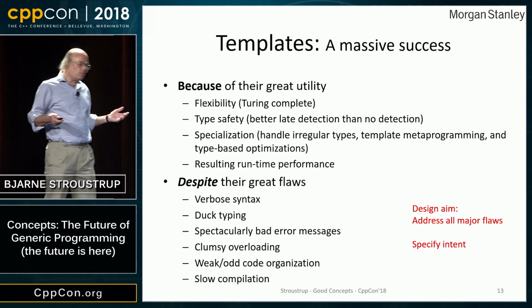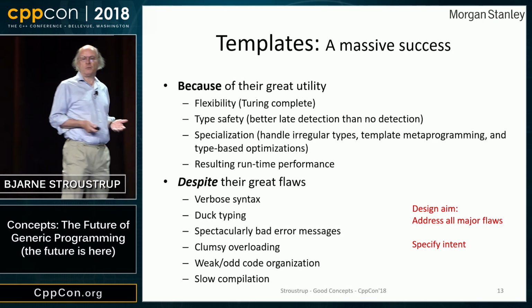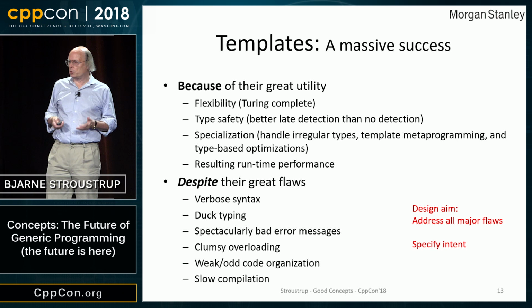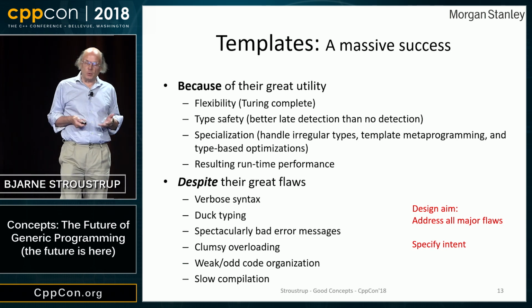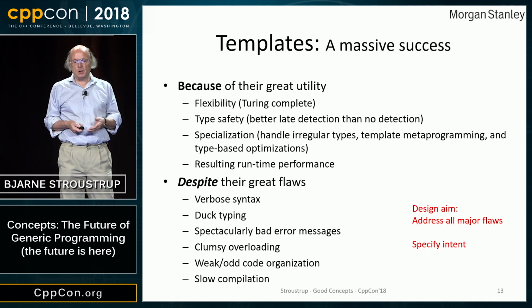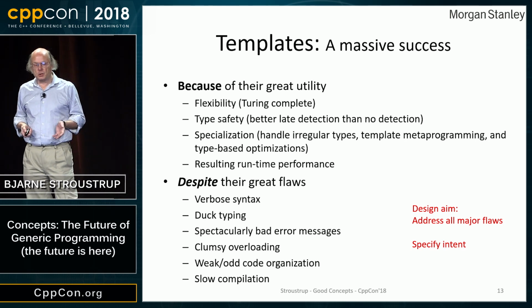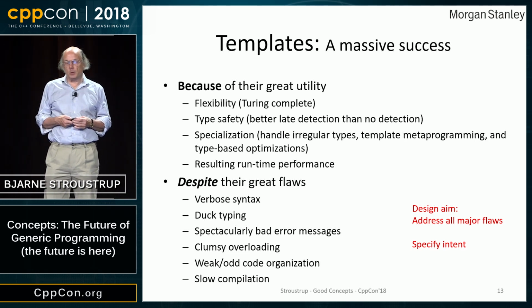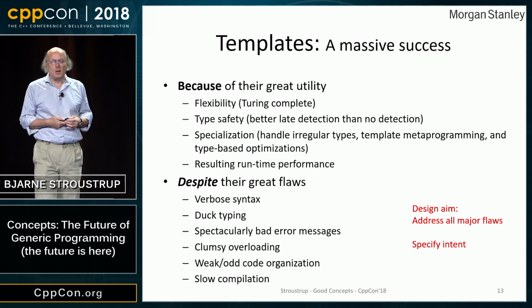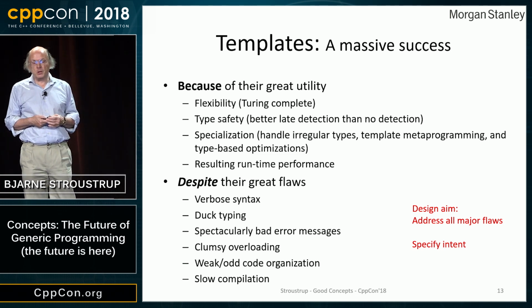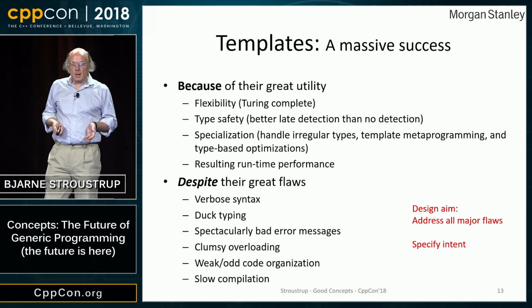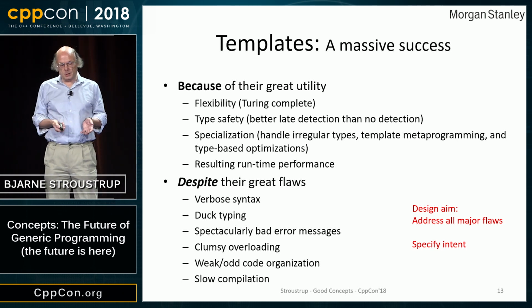And on the other hand, templates was a massive success. It's one of the things that kept C++ going, and at the edge of things we have flexibility, type safety, specialization for irregular types, and the basis of much template metaprogramming, and a lot of type-based optimizations. The result is great flexibility, great performance. And it has huge flaws, as I pointed out.